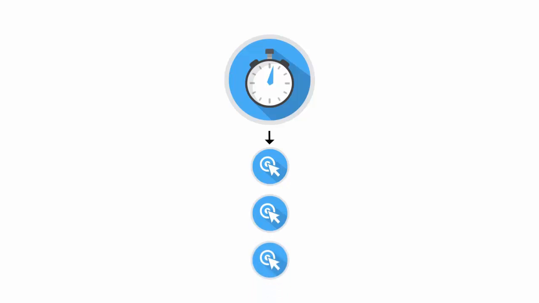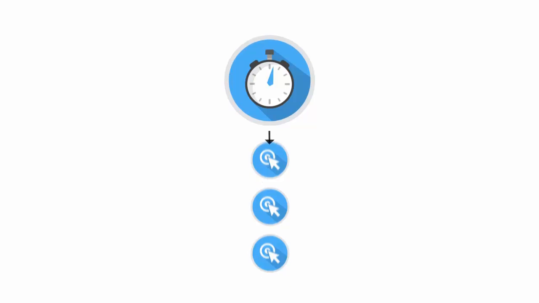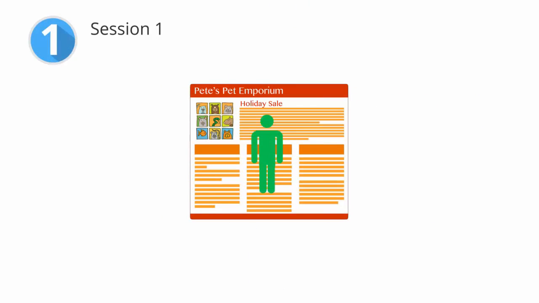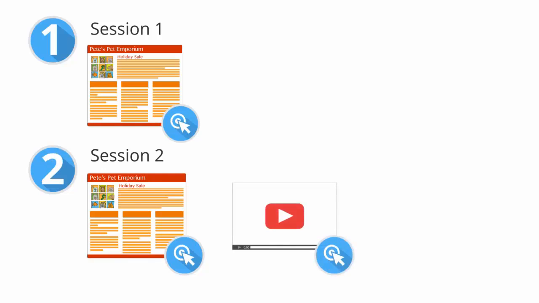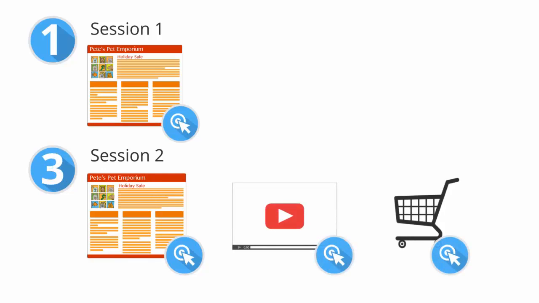Similarly, a website or app session is made up of individual interactions. For example, a user might visit your homepage and then leave right away. This session would have one interaction, a page view. In another session, a user might visit your homepage, watch a video, and make a purchase. That session includes 3 interactions.